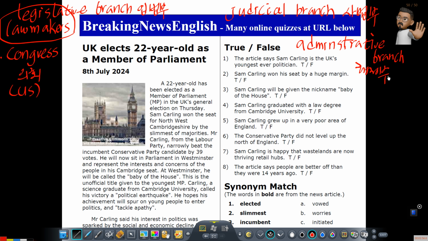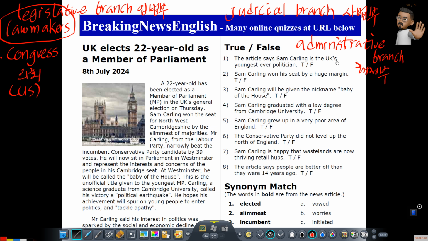But everybody, how many branches in a political system? 3. Yes, 3. One is legislative, and judicial, and administrative. It's really hard, but you don't have to go like administrative. But for me, it's better to pronounce the word very fast. Okay, administrative. Administrative. Try it again. Administrative. Okay, I'm sorry. Administrative.